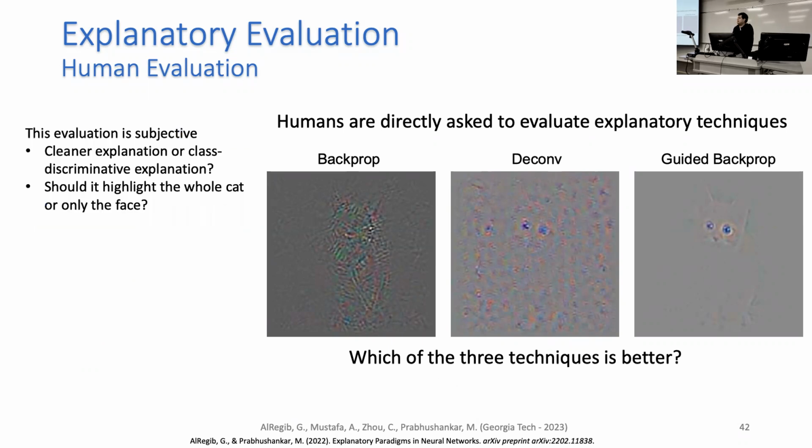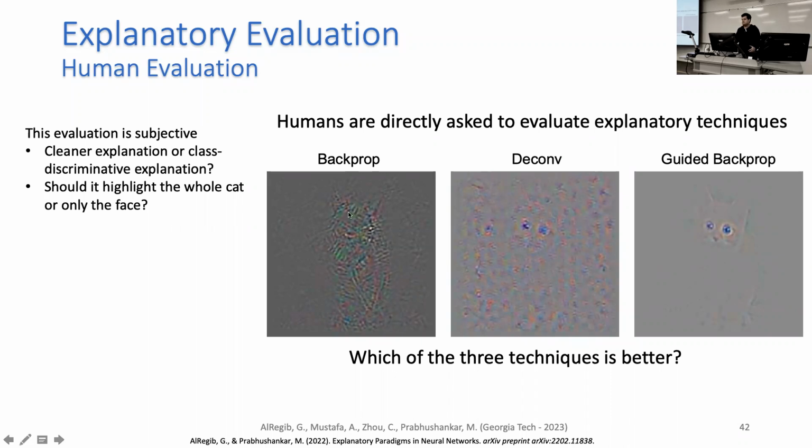Now, the reason that human evaluation directly is not very good is because of this. It's very subjective. So, which is more important to us? Is it cleaner explanation, or is it class discriminative explanation? Another question you can ask yourself is, should it highlight the whole cat or only the face of the cat? So if I look at the guided backpropagation, just the face of the cat is very nicely highlighted. The eyes, you can see everything within the face, but it's only the face of the cat that is highlighted. It's not the other parts of the cat. So now the question is going to be, is this sufficient in order to make it a good explanation?